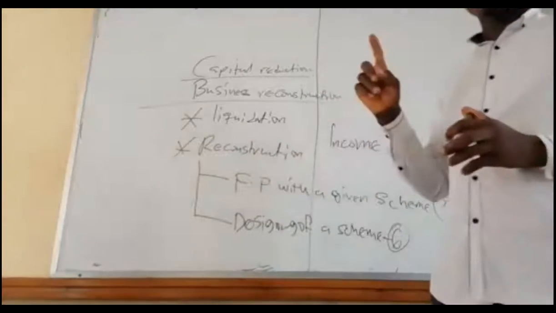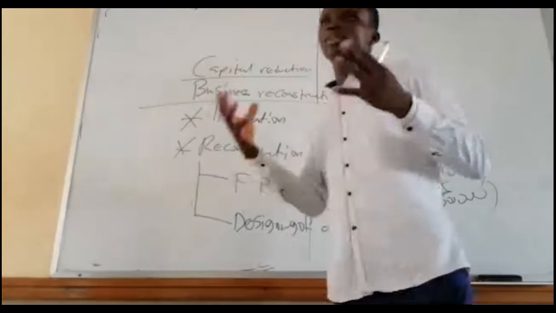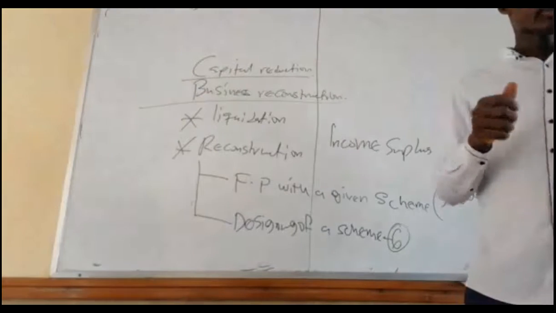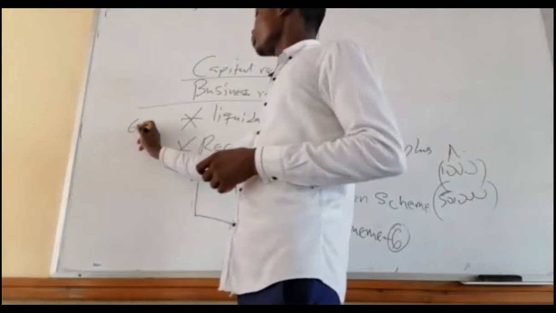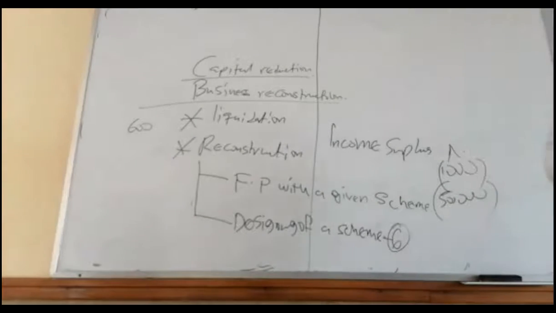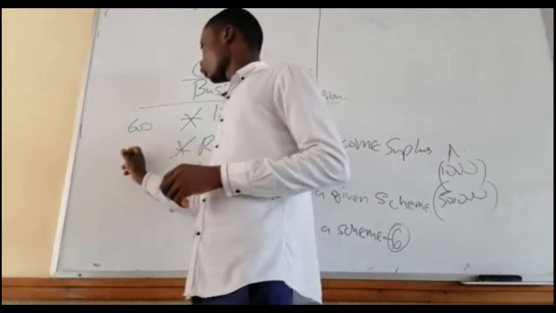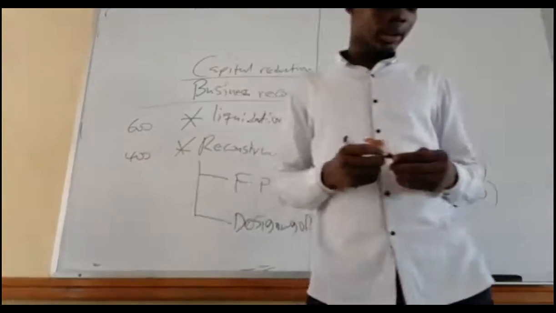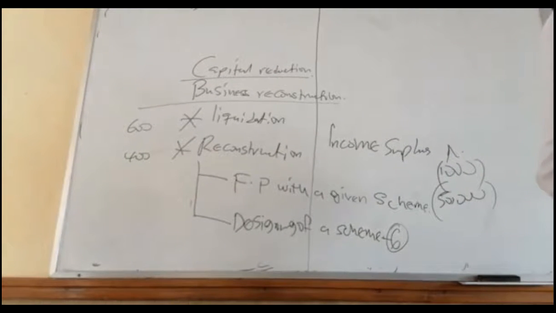You compare losses. Let's assume that if you liquidate, the entire loss that is likely to be incurred will be maybe 600. And then the loss per reconstruction, let's assume that that one too is also what? 400. So the question is, will you liquidate or you reconstruct?